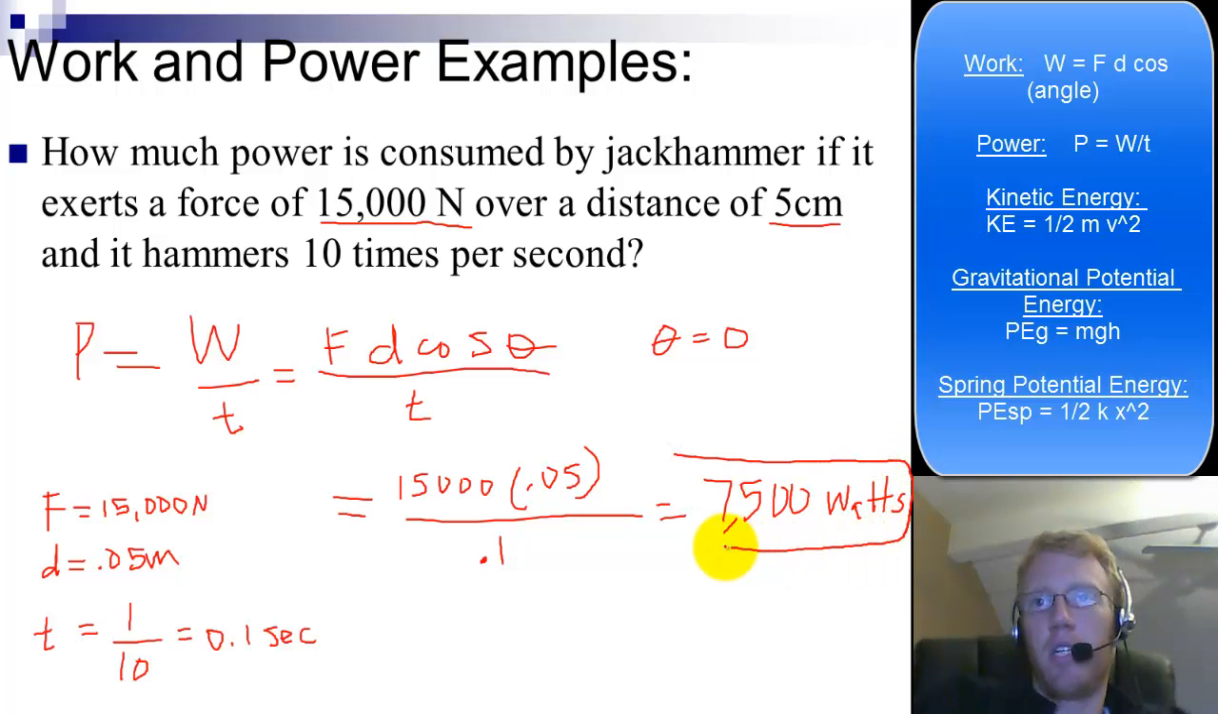I mean, if you think about a 60-watt light bulb, that's only 60 watts. So this is way more than that, which makes sense because a jackhammer is going to use a lot of energy. It's going to develop a lot of power. Otherwise, it's not going to be able to do anything. Okay, so those are your basic definitions of work and power.